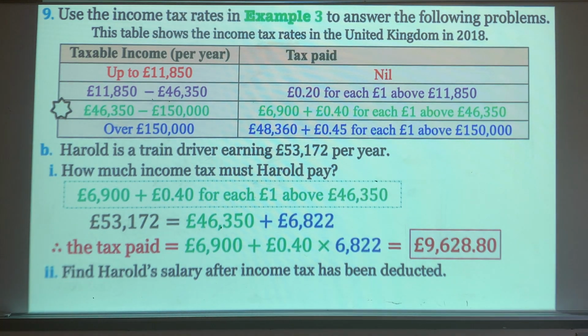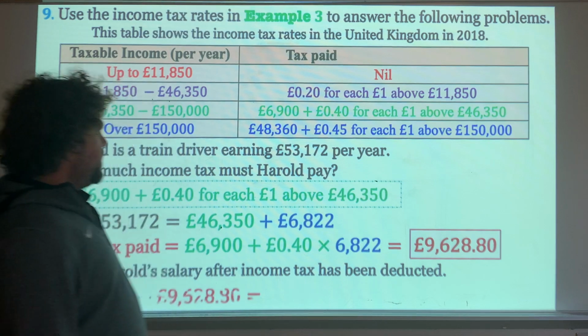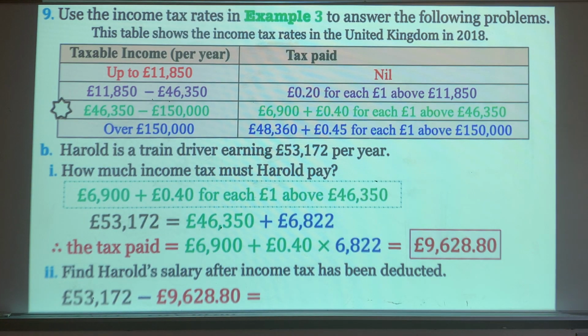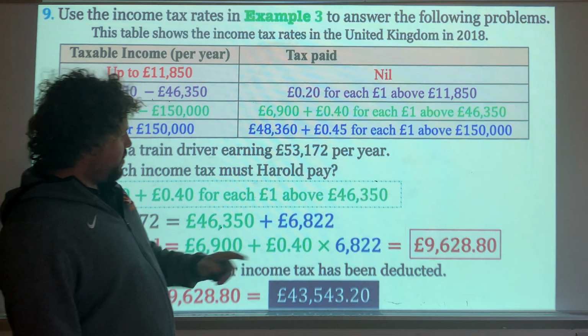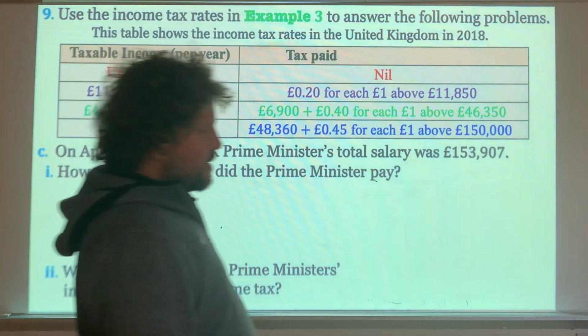Find his salary after income tax has been deducted. So how much does he actually make? Well, you take his initial salary, 53,172. You subtract the amount of taxes he had to pay, and his actual salary is 43,543.20 pounds. Right? Now we're moving. Next one.